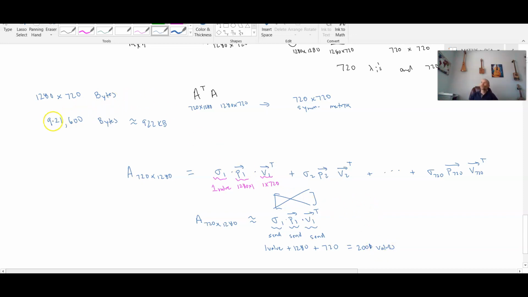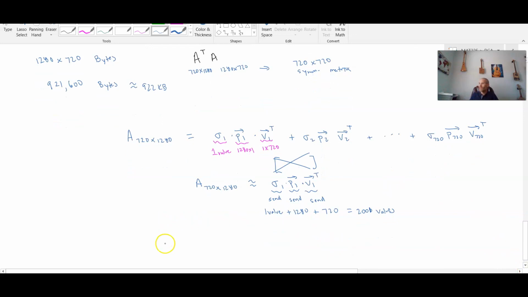Now that's as opposed to 921,600 values to be sent. So in this case, each term requires 2,001 values to be sent.